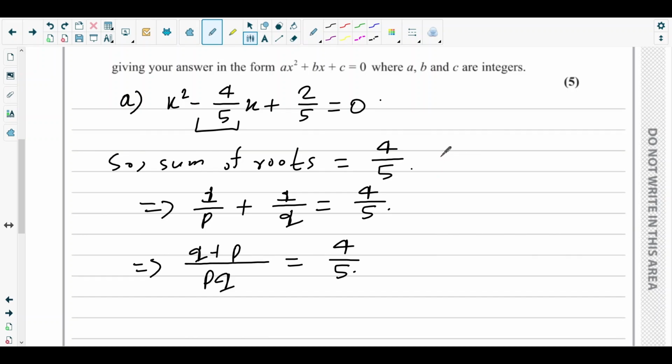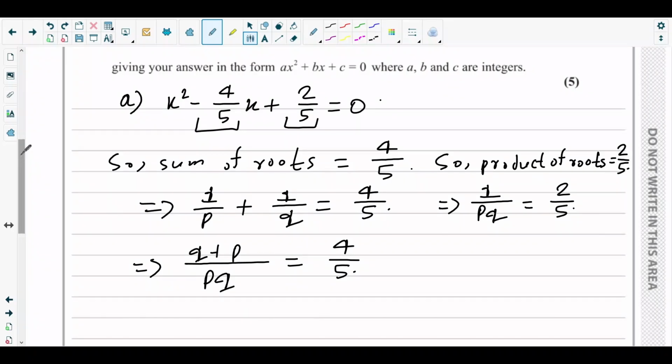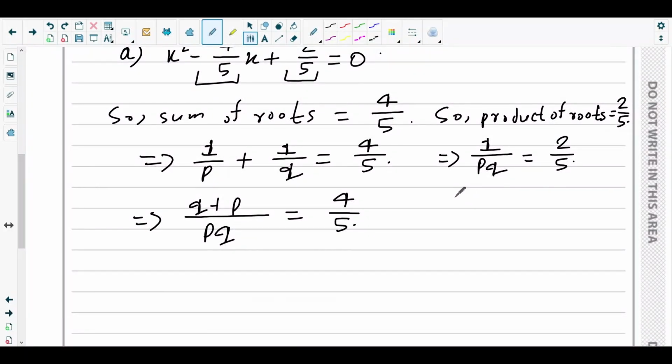Again, we know that the product of roots is equal to the constant, that is 2 over 5. So we can write 1 over p times 1 over q, that is 1 over pq, equals 2 over 5. In part 1 they asked to show the value of pq, so just reverse the fraction and you get pq equals 5 over 2. Shown, for part 1.